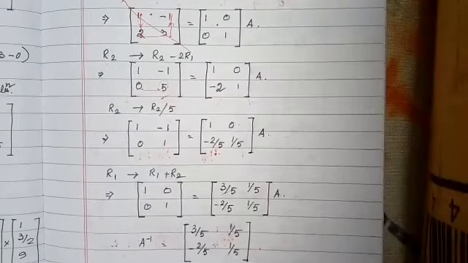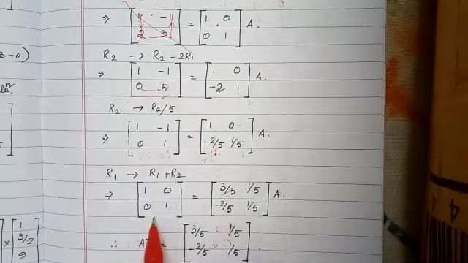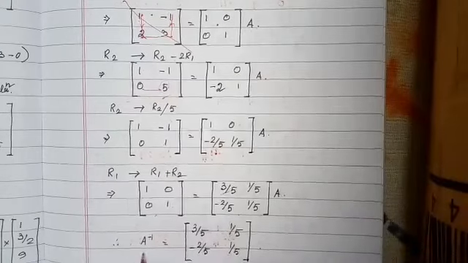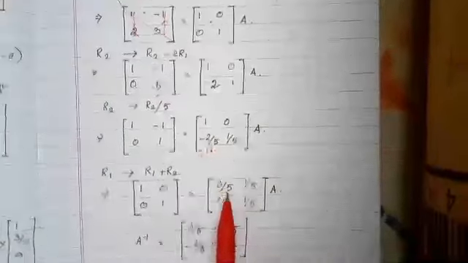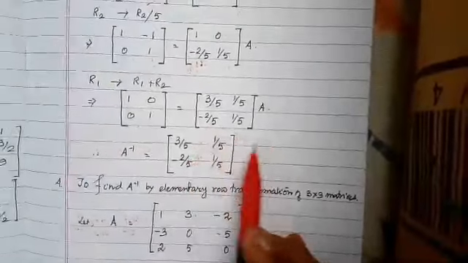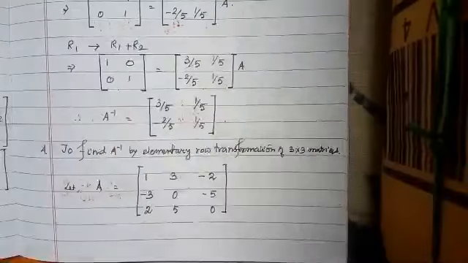Now what we have seen is that this has changed into the identity matrix. Now this matrix will be A inverse. So A inverse is equal to first row 3 by 5, 1 by 5, second row minus 2 by 5 and 1 by 5. So this is A inverse.